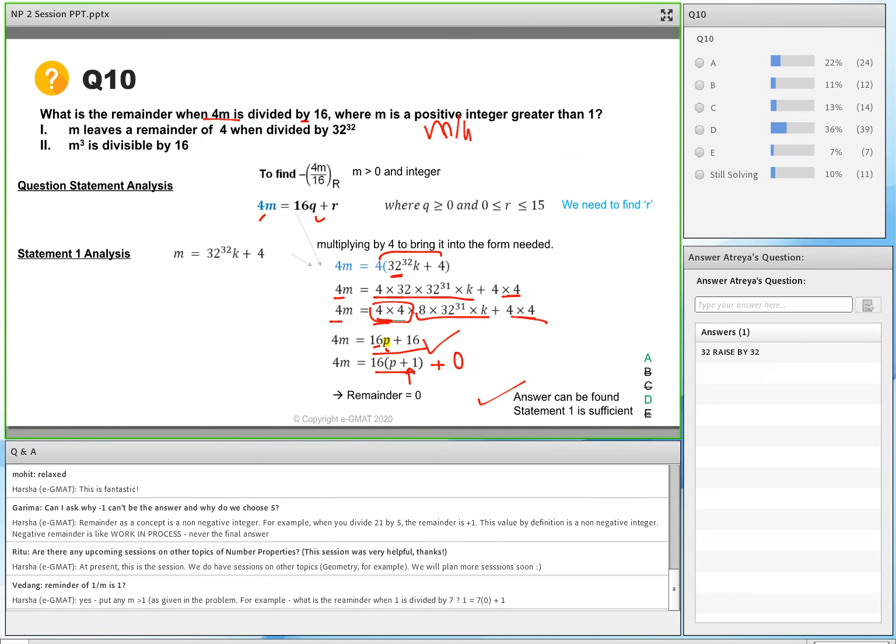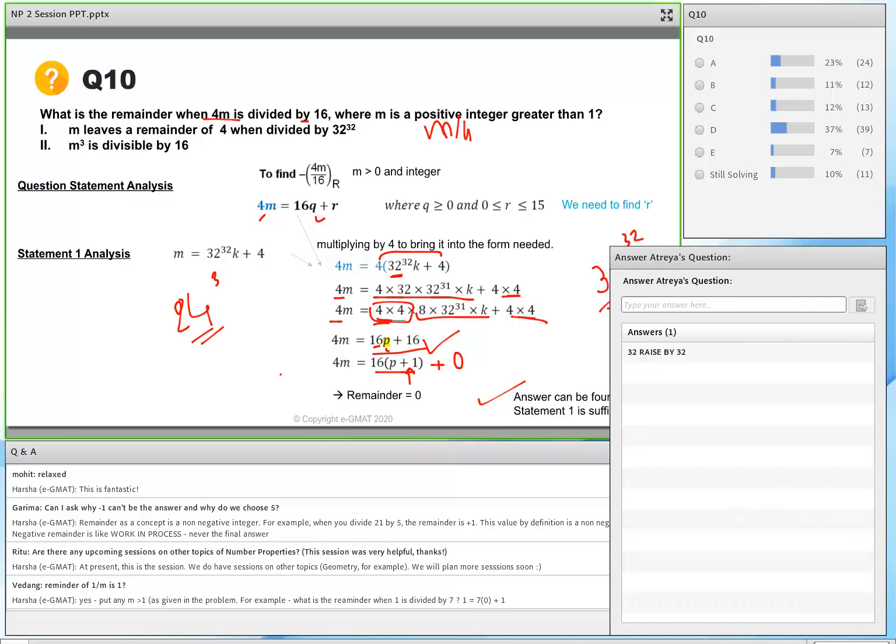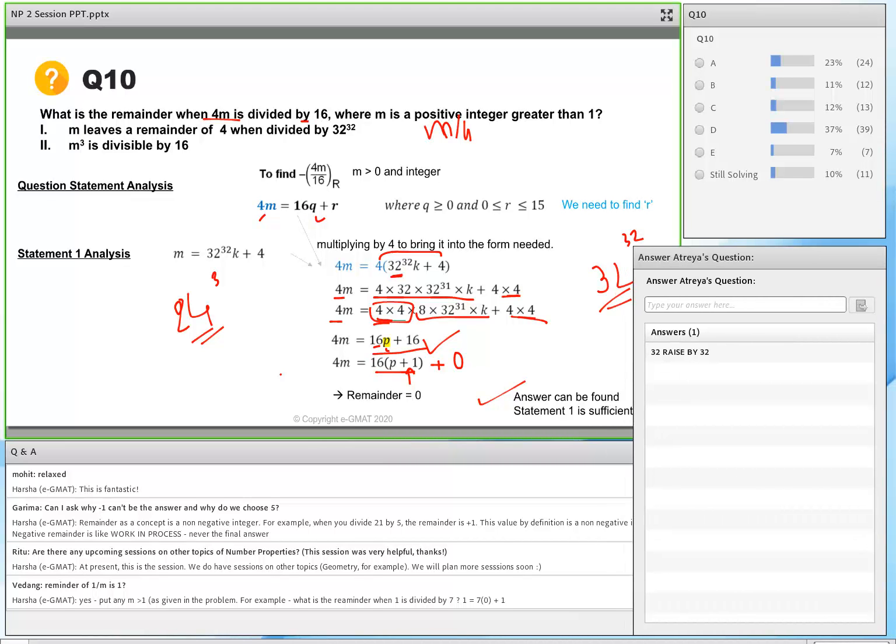32 raised to the power 32. Again, very simple. Compare this with 24 to the power 3. 24 to the power 3 is divisible by 3, right? Because 24 has a 3 inside it. 32 raised to the power 32. Does 32 have 4s inside it? Sarthak, does 32 have 4s inside it? Yes or no? 32 definitely has a 4, right?